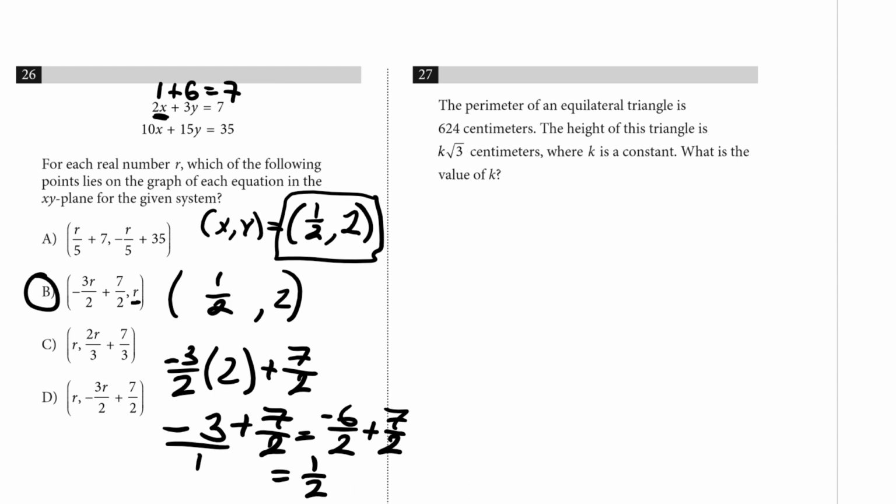Number 27. The perimeter of an equilateral triangle is 624 centimeters. The height of the triangle is k square root of 3 centimeters, where k is a constant. What is the value of k? First, we know that in an equilateral triangle, all the sides have the same length. So if the perimeter is 624, that means that each side must have a length of 208.